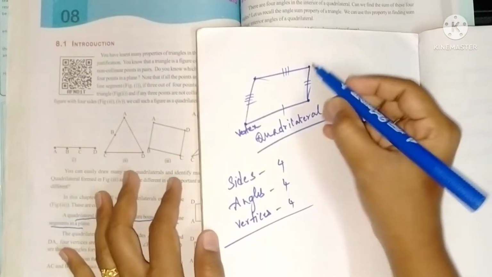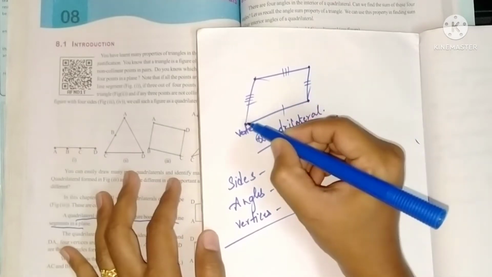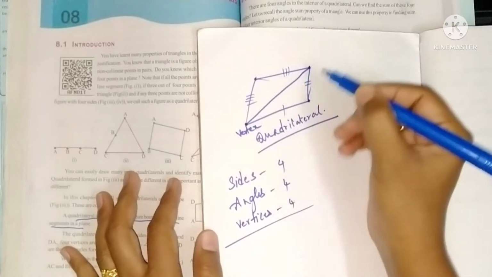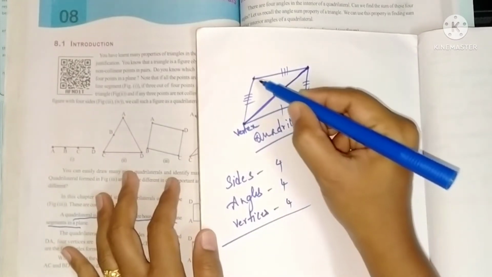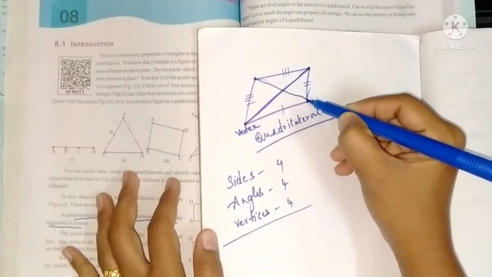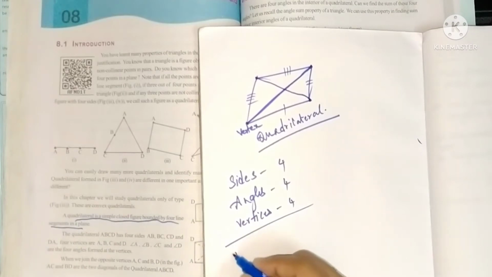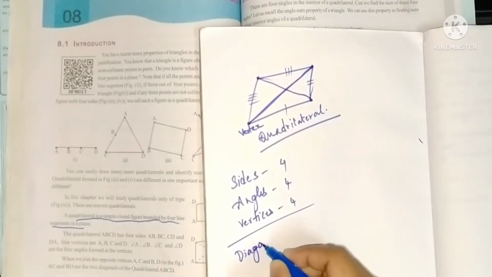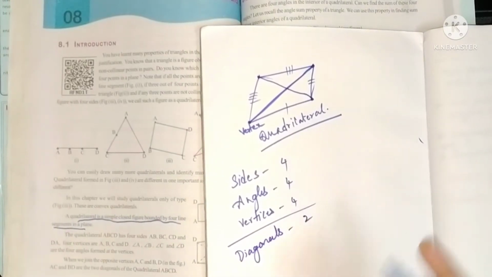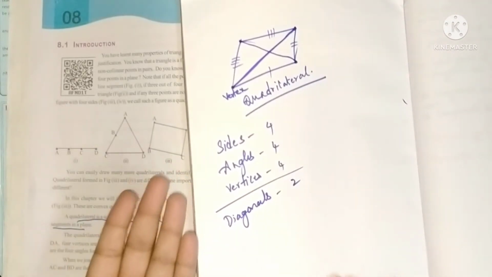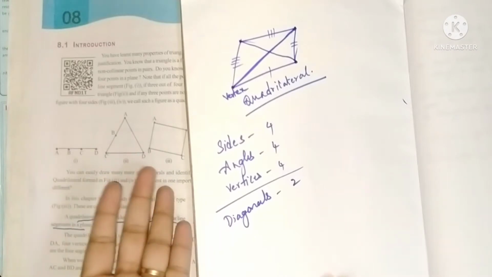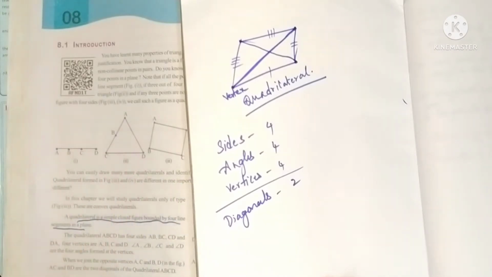And the line joining the opposite vertices is called a diagonal. How many diagonals does a quadrilateral have? Two diagonals. So a quadrilateral has four sides, four angles, four vertices and two diagonals.